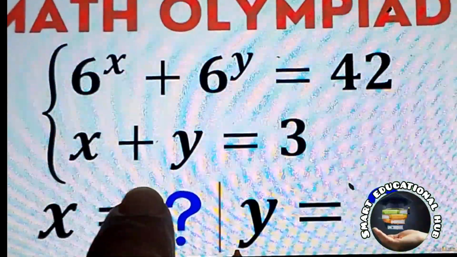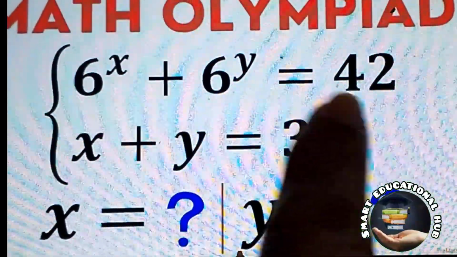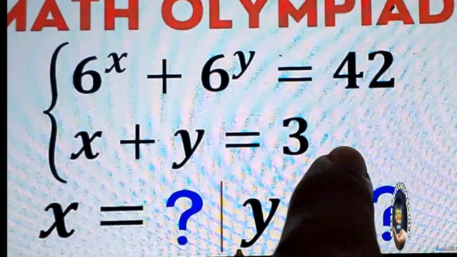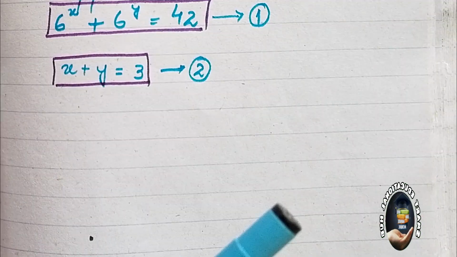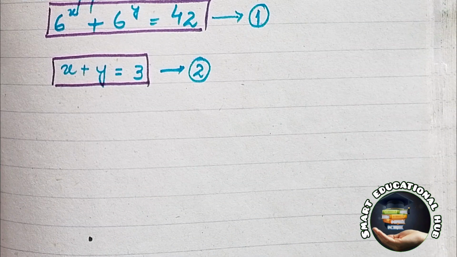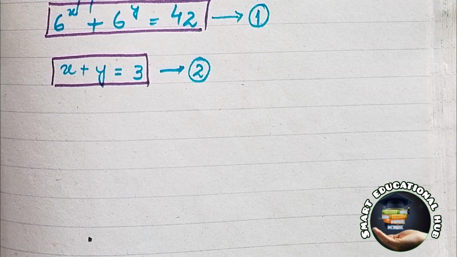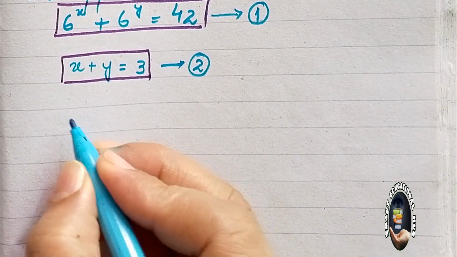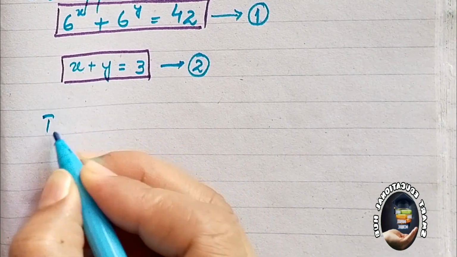So we will suppose equation number 1 will be 6 to the power x plus 6 to the power y equals to 42, and x plus y equals to 3. This is equation number 2. We start with equation number 2, which is x plus y equals to 3, right?